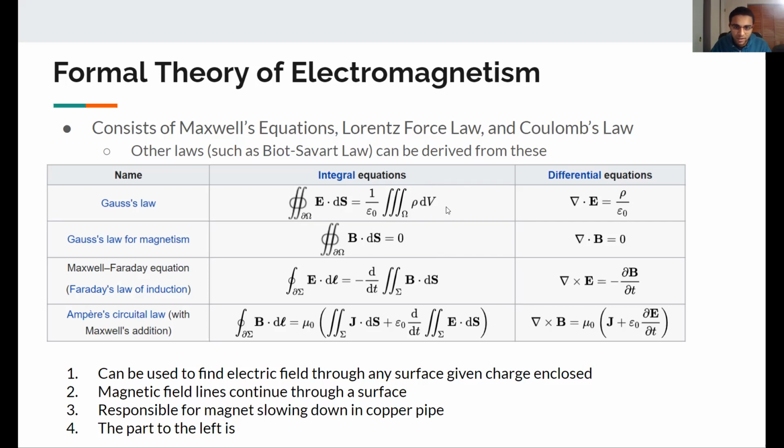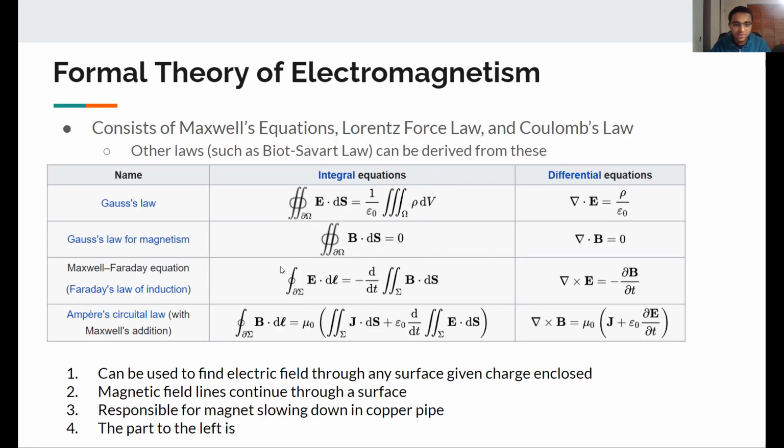And this part right here, you can see the three integral signs. This part is just the charge enclosed, right? We just phrased it in terms of density here, but it's just the charge enclosed. This second one, Gauss's law for magnetism, tells you that the magnetic field lines will continue through, right? They will continue through the object.